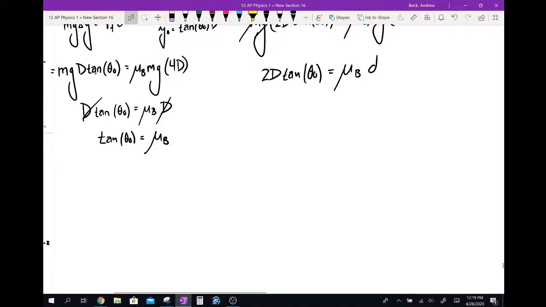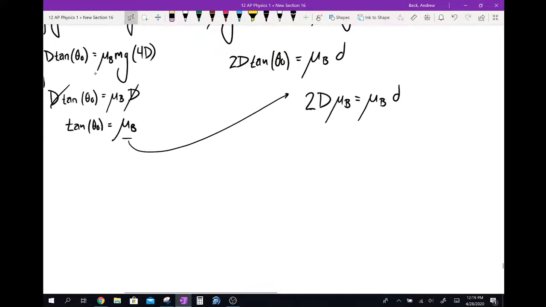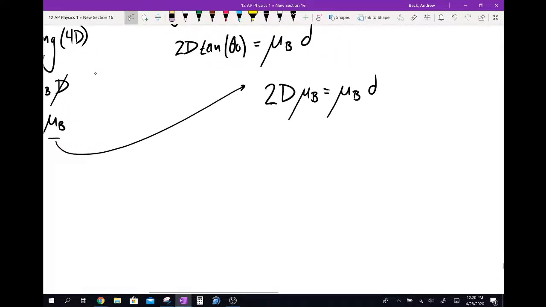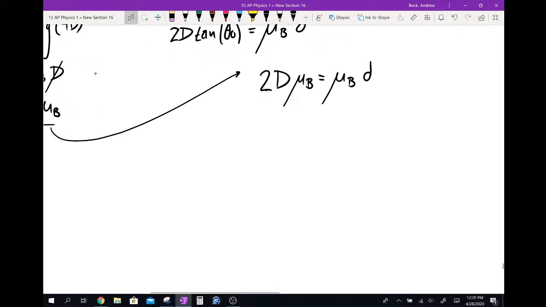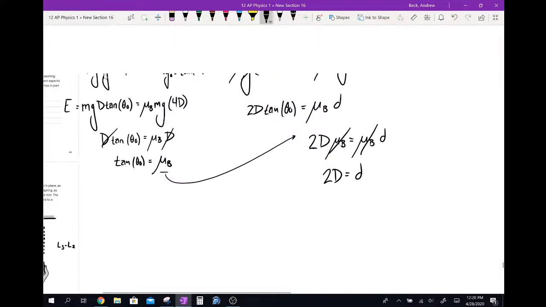And then we can do that substitution that we just talked about. We said mu b is equal to tangent of theta naught, so let's sub that in. 2d mu b is equal to mu b times this displacement d. And then we have, this is a little bit sketchy, 2d is equal to this displacement. What happened?